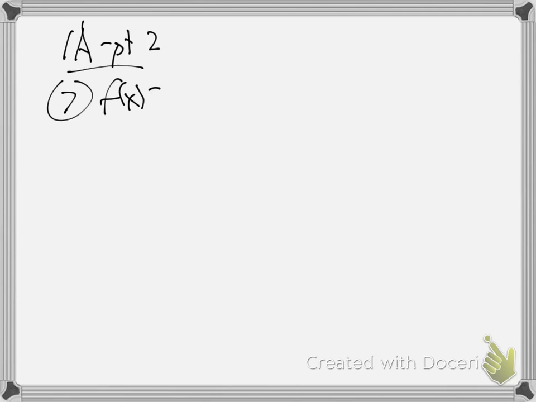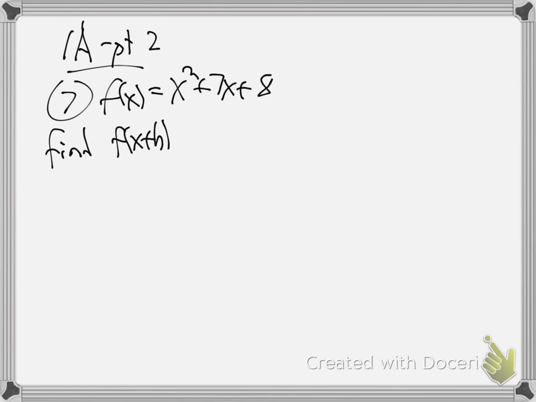All right. 1A part 2, number 7. We got a little more than halfway through. So, all right. f of x equals x squared plus 7x plus 8. Find f of x plus h minus f of x, all over h.